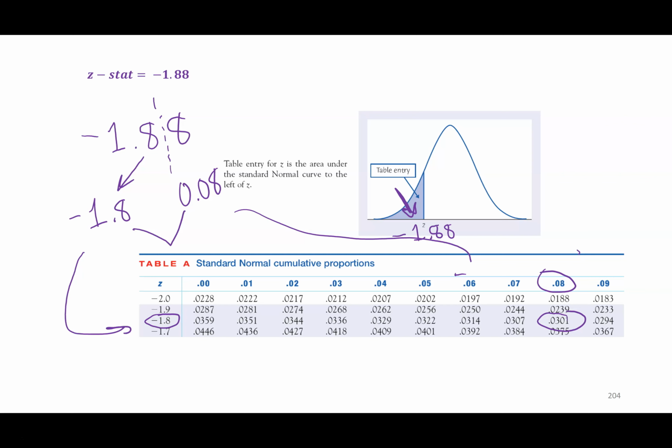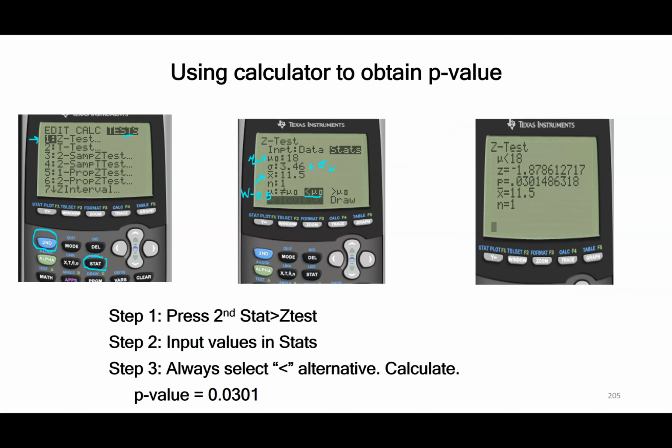So my p-value, it's always going to be one-sided here. 0.0301. So always one-sided for this kind of test. So our p-value, 0.03, it's small. It's definitely smaller than our significance level. It's strong enough evidence, I would say, here to change our mind.